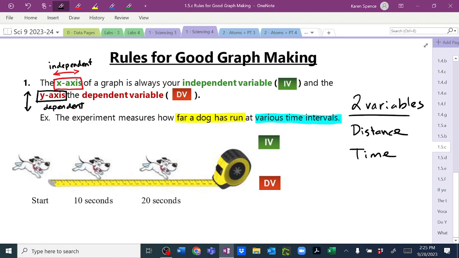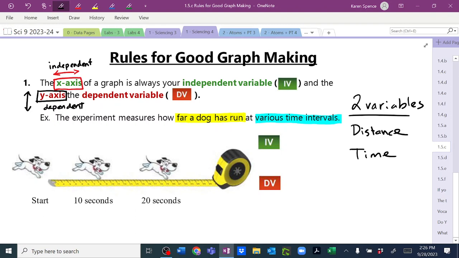Okay, here's the thing about time. Does time care how far the dog has run? No. Will time just keep on going, whether the dog is running or not? Yeah. So anytime you have time, it is almost always the independent variable. So if time is one of the variables, it is almost always the independent variable.